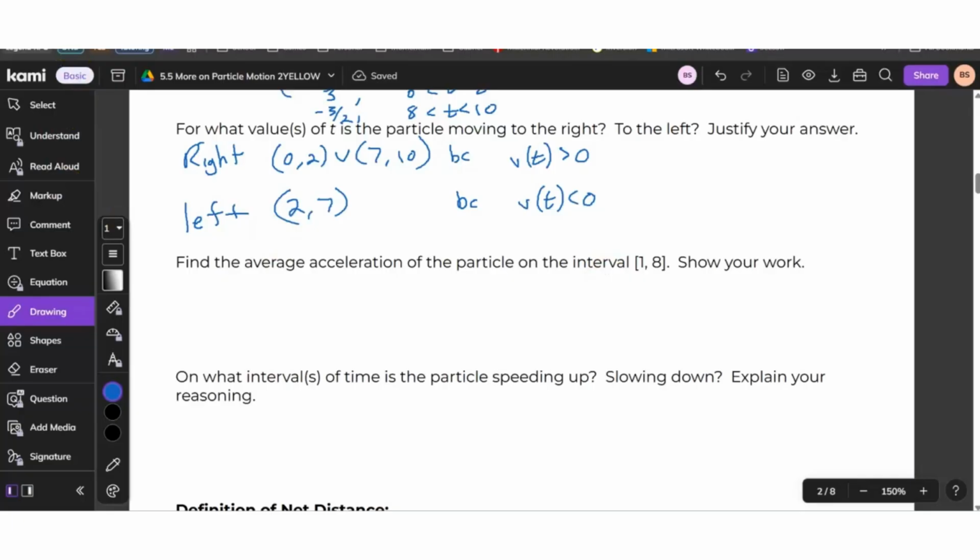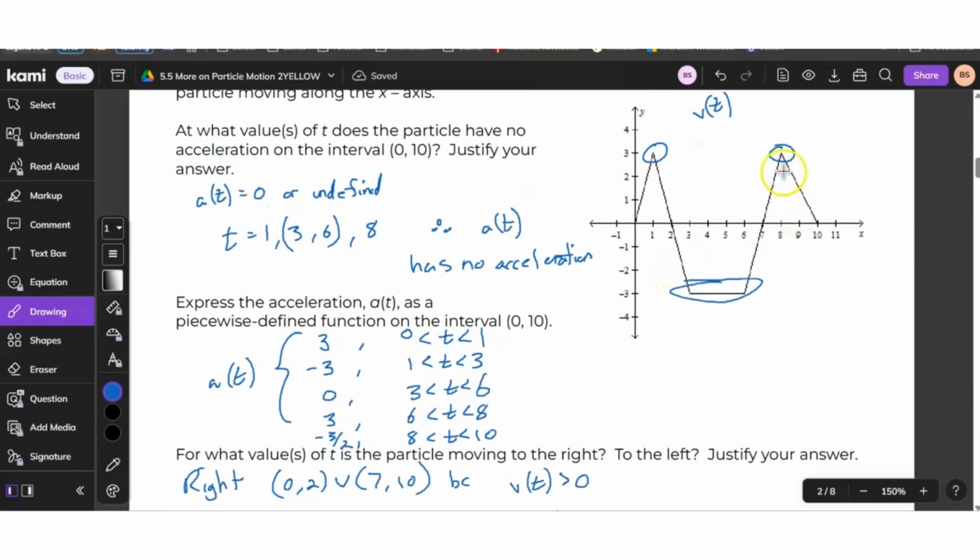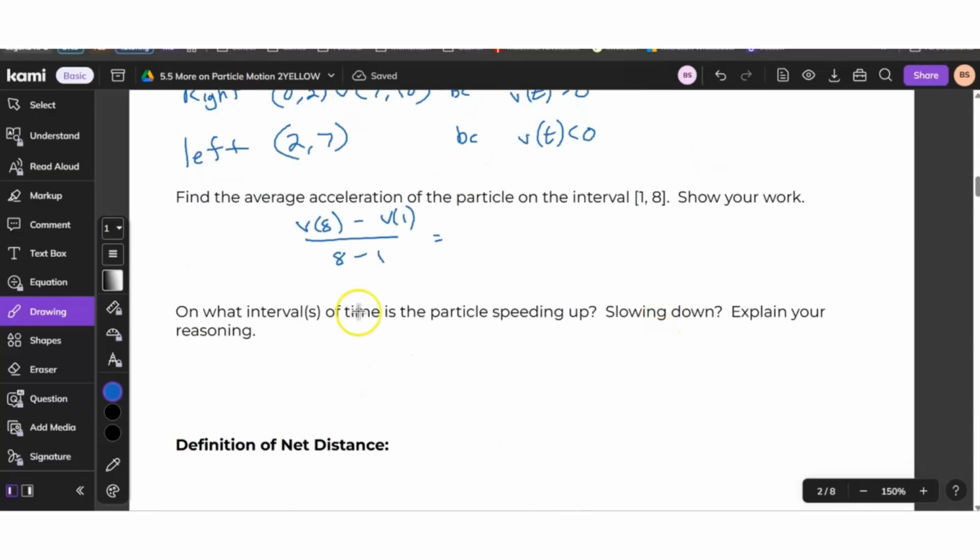All right, find the average acceleration of the particle from 1 to 8. So remember, that means I'm going to find v of 8 minus v of 1 over 8 minus 1. V of 8 is 3, v of 1 is 3. So it's going to be 0 over 7, which is 0 meters per second squared.